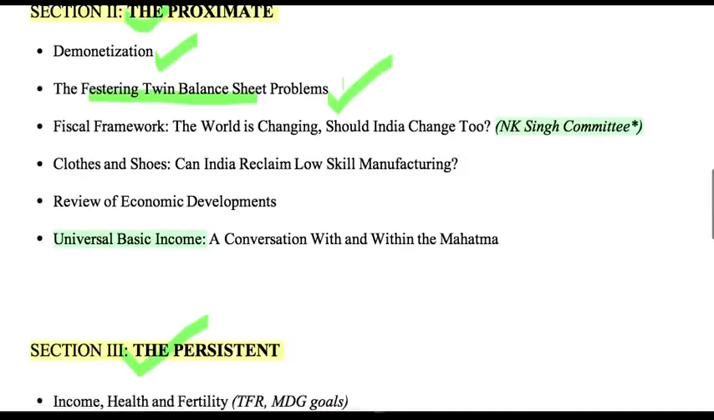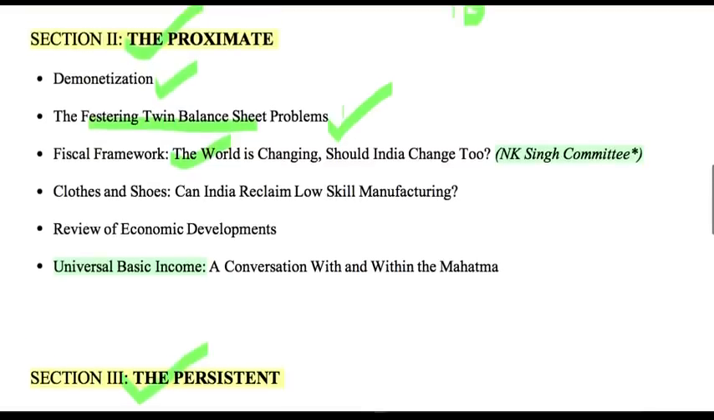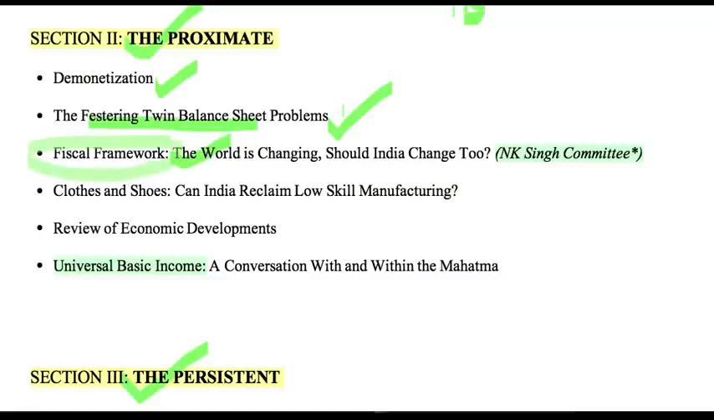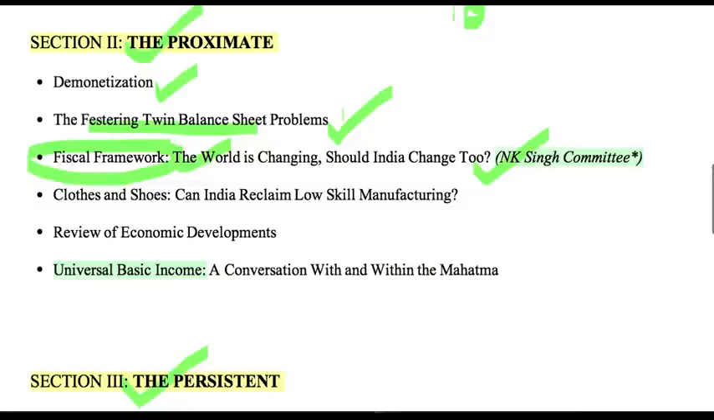Then, the fiscal problem: the world is changing, should India change too? You might know what fiscal policies are. Fiscal policy is basically made by the finance ministry, while monetary policy is dealt with by the RBI. You might know about the FRBM Act. There was the NK Singh committee, and there were other people also, like RBI Governor Urjit Patel and our Chief Economic Advisor Arvind Subramanian, who presented this. He was also in this committee, and they have come up with some suggestions. We will have to see whether their recommendations are going to be implemented or not.